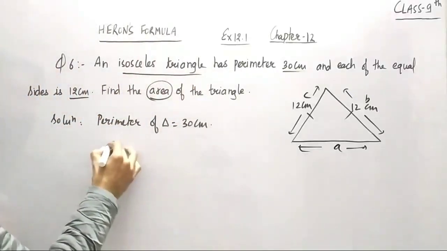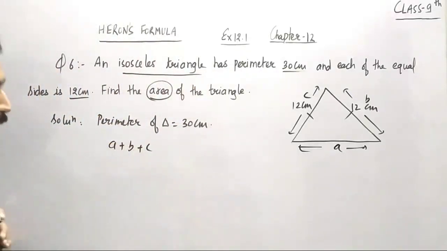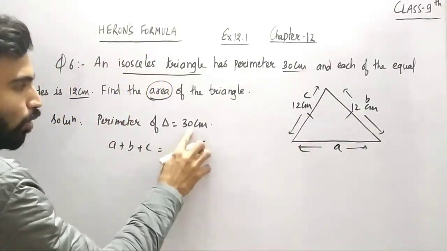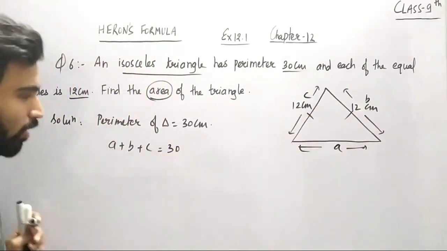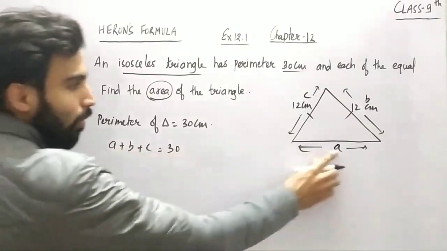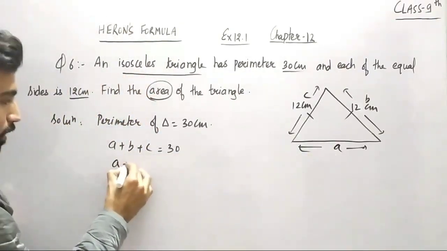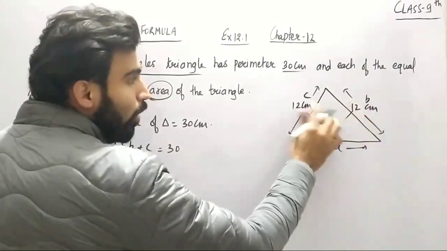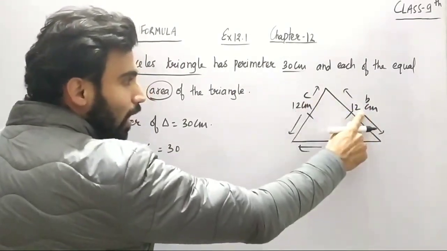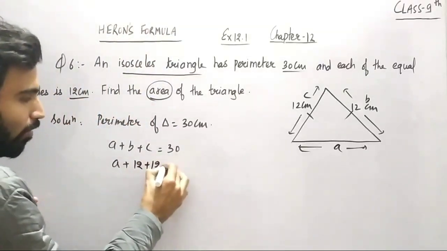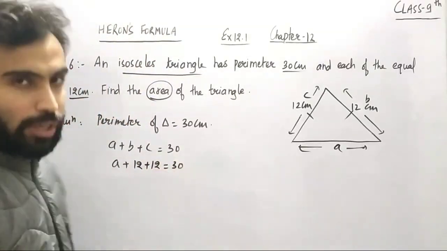Now we know that the perimeter is simply A plus B plus C. That is the sum of three sides equal to the perimeter, which is already given here. So 30. Now you can see what is the value of A. ये हमें find out करनी है, the third side. So keep it as it is. अब यहाँ पे B और C दोनों equal sides हैं क्योंकि isosceles triangle है. So that means we have to simply substitute 12 and 12 here equal to 30, right?